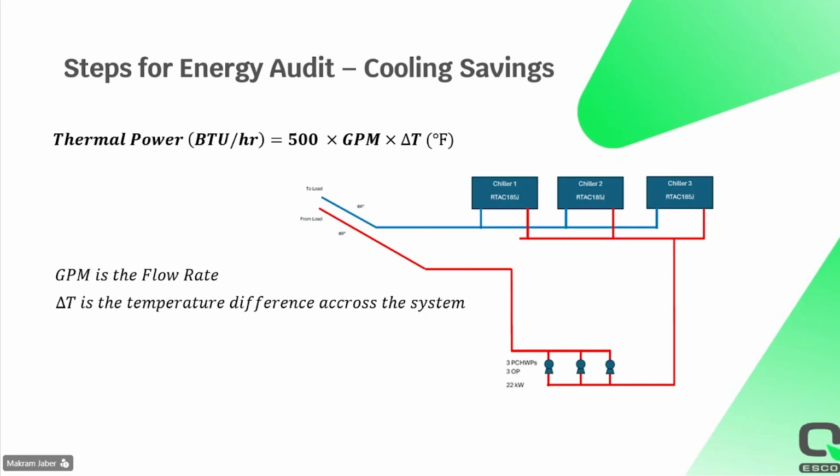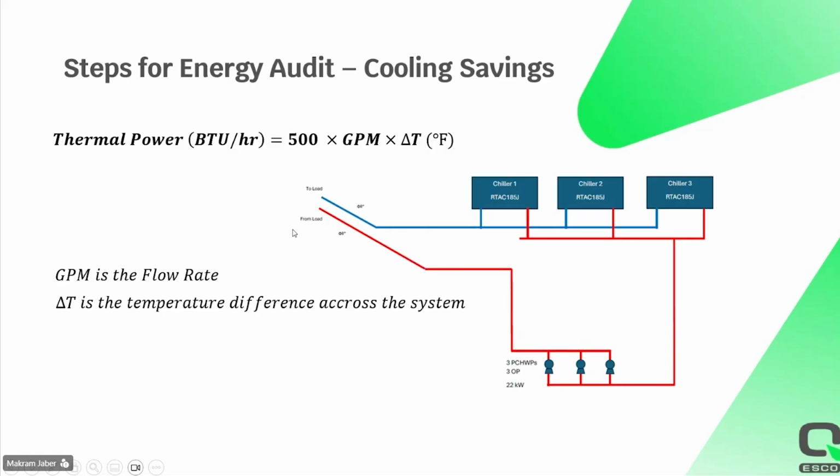Now we'll talk about the cooling savings, how we can work on the cooling side. Here, to calculate the cooling saving, we should look at the thermal power. The thermal power is linked to the GPM, the flow. Here we are talking about a chilled water network, so the GPM flow of water times the delta T, the difference of temperature between the supply and return on the sides of the pumps.